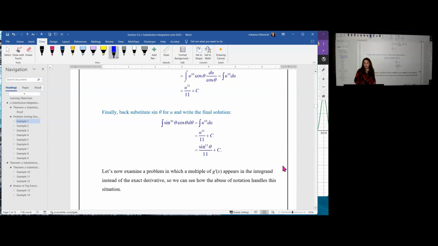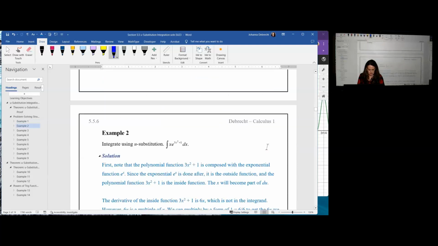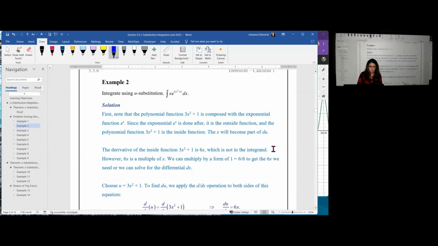Now I want to take a look at a problem where a multiple of g prime of x appears in the integrand, but not exactly g prime as in the previous example. Let's take a look at example 2 now. In example 2, we have the integral of x times e to the 3x squared plus 1 power dx. This is also an indefinite integral, and the independent variable is x.